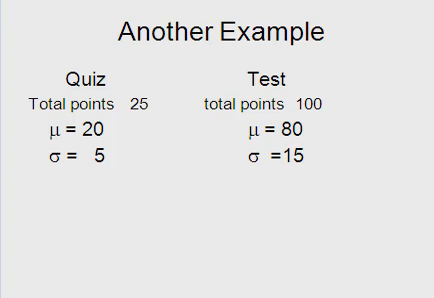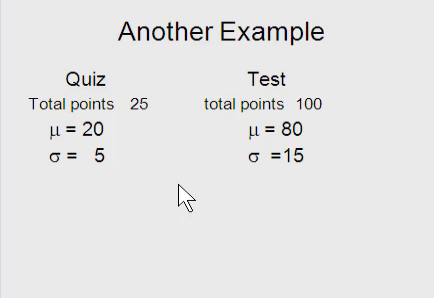Now, many of you probably deduced that even though 80 is higher than 20, there were more points to be gotten here. So what a lot of you instinctively did was you said, well, 20 divided by 25 is 80%, and 80 divided by 100 is 80%. So instinctively, you knew it wasn't fair to compare the gross number 80 with the gross number 20, and you changed it to a percentage.